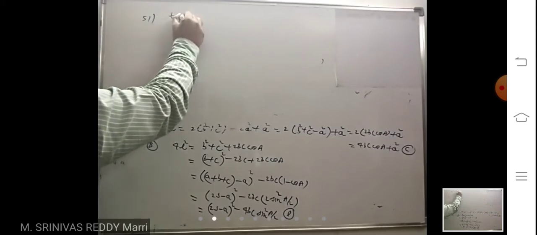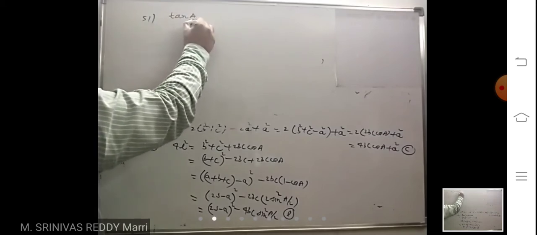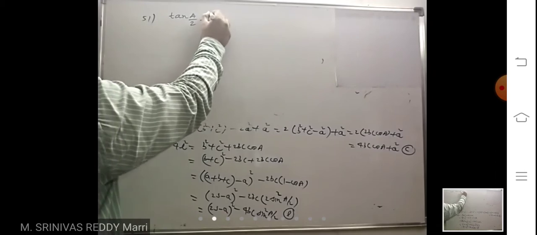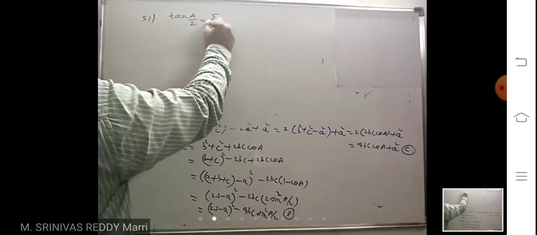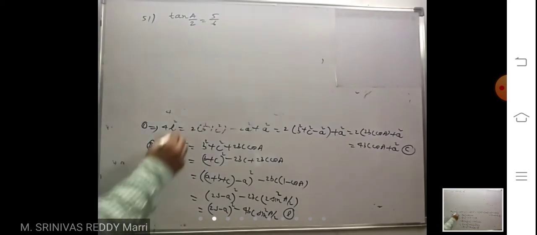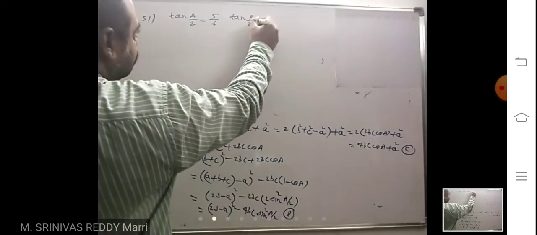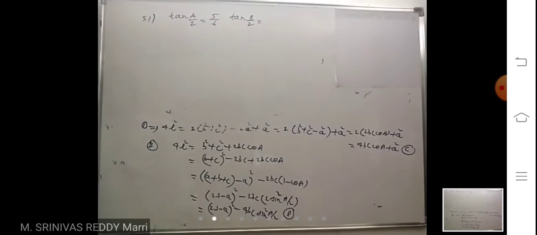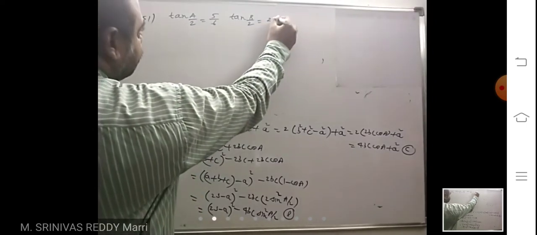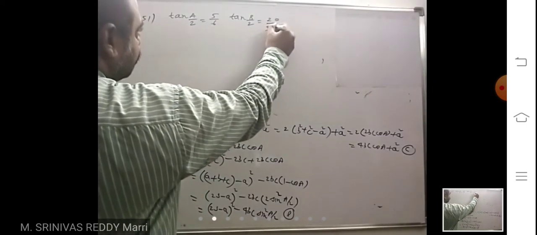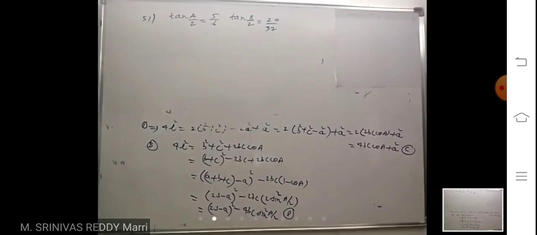Tan A by 2 equals 5 by 6. In triangle ABC, this is given. Tan B by 2 is nothing but 20 divided by 37.